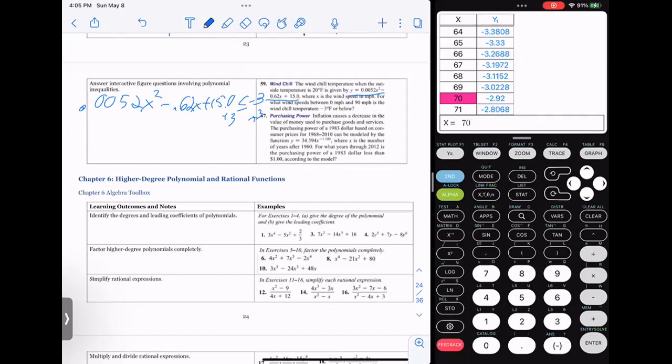It looks like 69. It won't be exactly 69. It's going to be a number between 69 and 70. I'm thinking they're going for whole values on the temperature, not the fractional values, so probably just a rounded approximate answer of something like that.